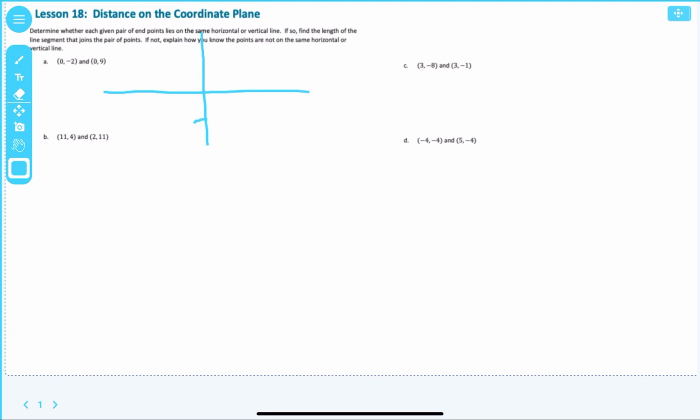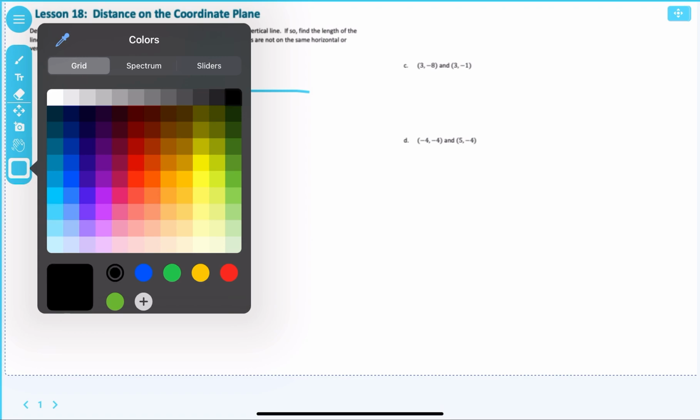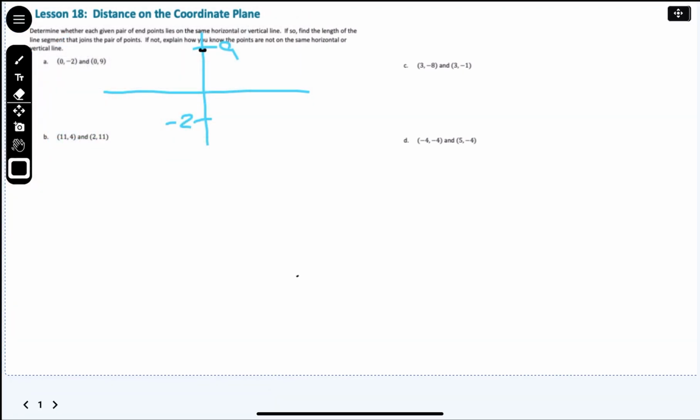Okay, so at -2 and +9, I'm going to change it to black to draw our line here. Okay, so this is a line. I guess I can draw the line for you. How long is that? Well, here's how you do that.